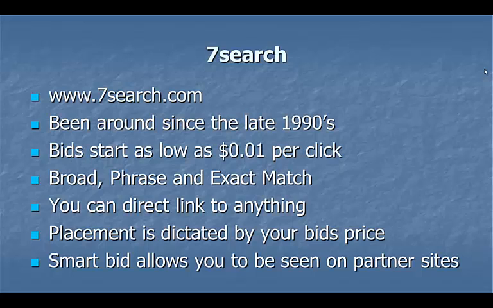Now, one thing you got to understand about 7Search is that basically they're an aggregation of thousands of different publisher sites. So basically, you're getting traffic from a wide variety of different partner sites. Okay. And they have this feature called Smart Bidding, and this allows you to be seen on premier partner sites. So when you do bid on a keyword, 7Search will tell you what keyword bid you need to be in order to be shown on some of their biggest partner sites.